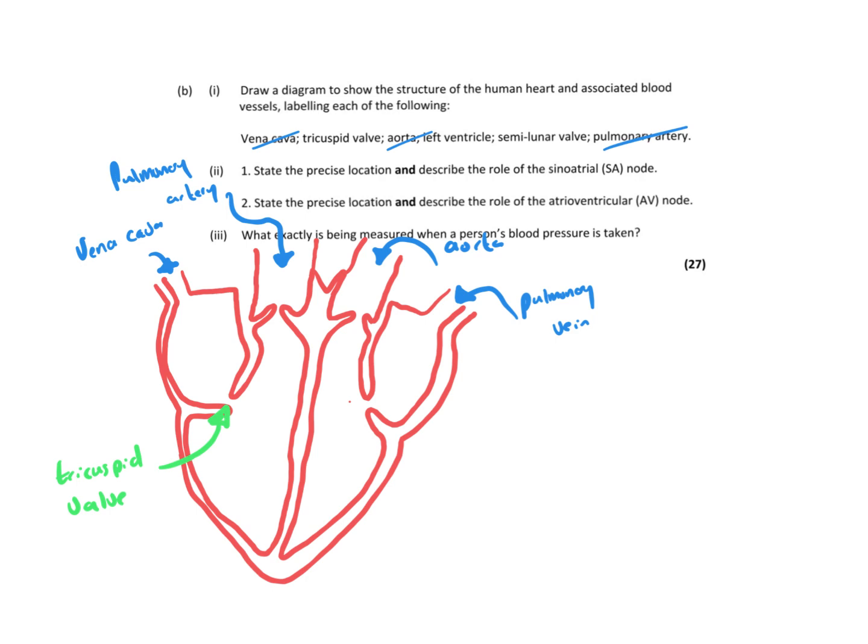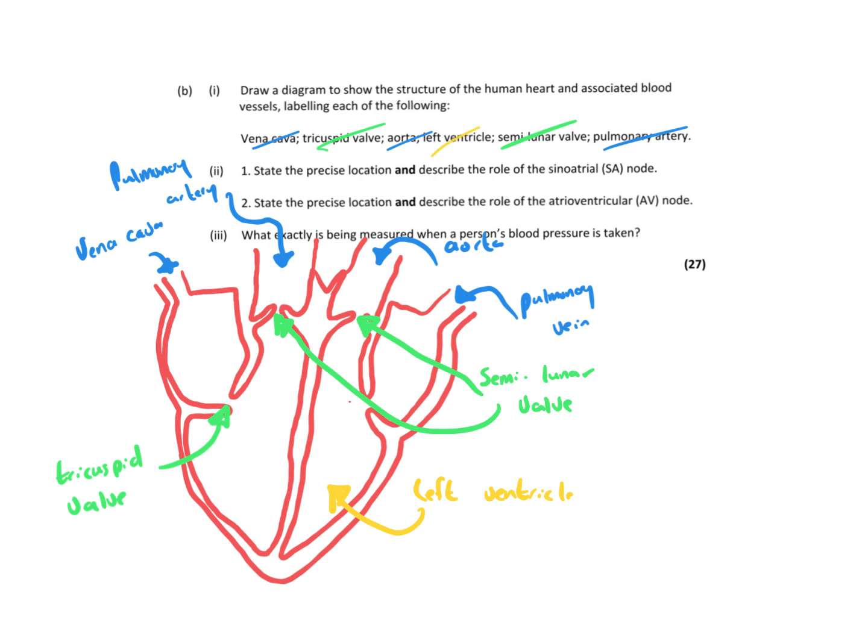We need our semilunar valve. So they're located up here at the top, just at the tip of the heart before we get into the two arteries. So we have one there, and we also have one over here. So they're your semilunar valves, and we need our left ventricle. So your left ventricle is down here. Again, it looks like the right hand side as I'm looking at it, but pretend you're looking down at your own heart. So that's your left ventricle. So that's all the labels we needed for that one.